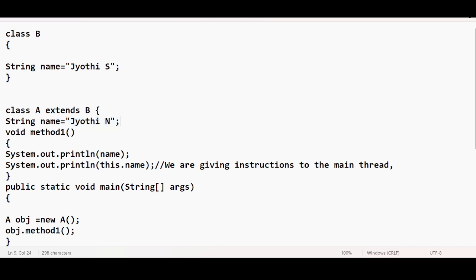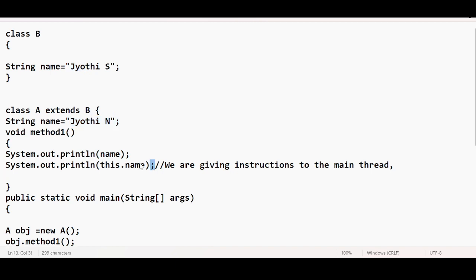So the output is going to be what? Jyotian itself. But my intention is to give priority to the superclass variable name. I want to print Jyotias instead of Jyotian. I do not want to print Jyotian, but Jyotias. In that case, I can use the super keyword. Instead of the this keyword, if I use super, the control will identify the name variable in the superclass. So Jyotias will be printed in the console.